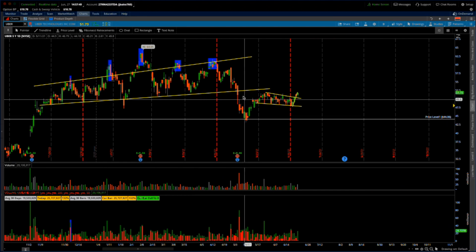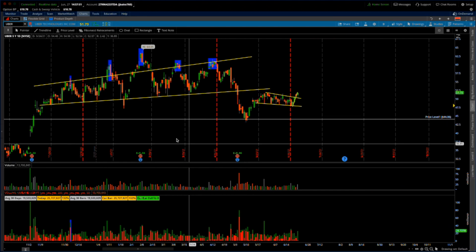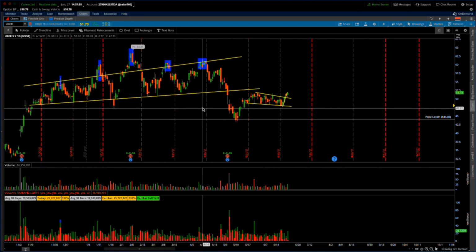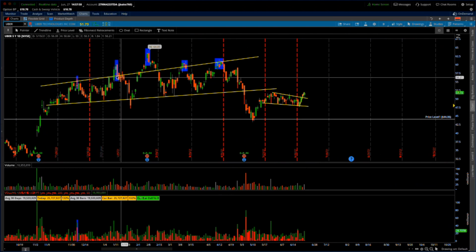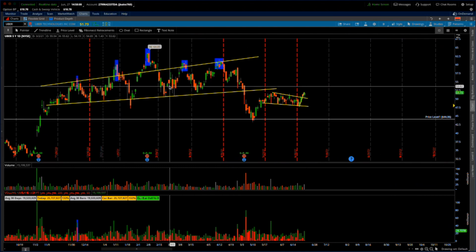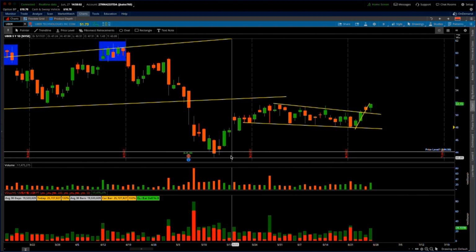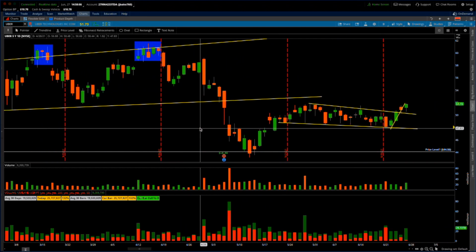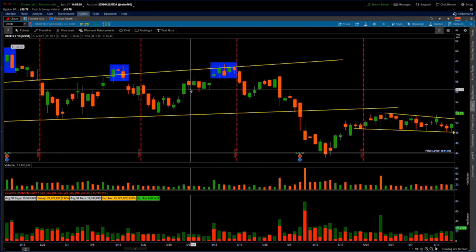But yeah, that's all I really wanted to touch on for VPA. It's just using volume to validate what price action is doing. Use it to help validate your entries as well. If you see high volume activity, take that into consideration.